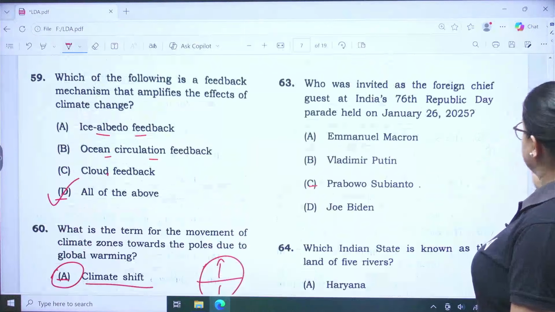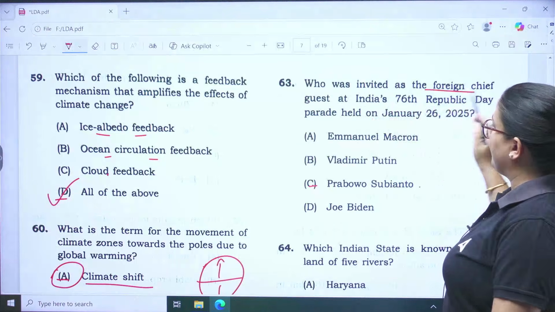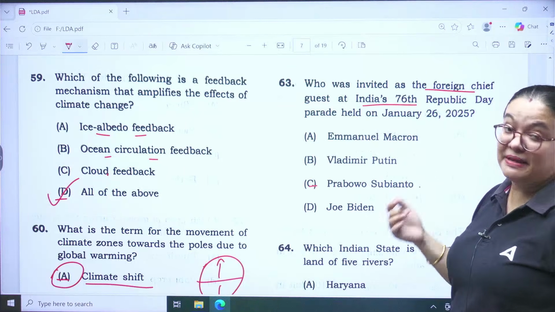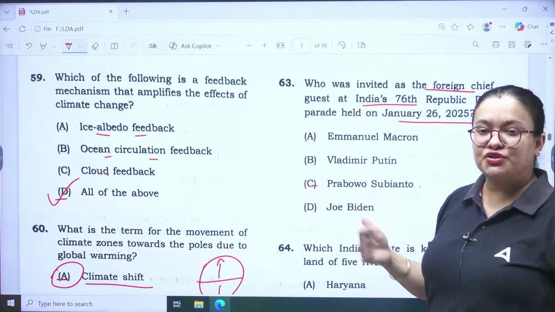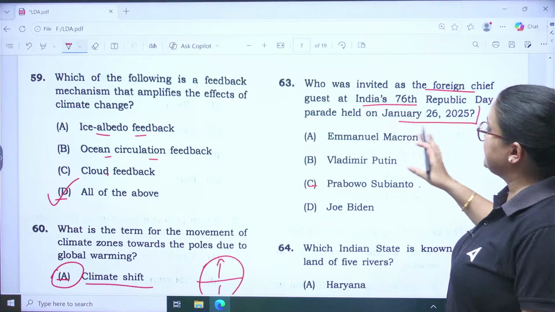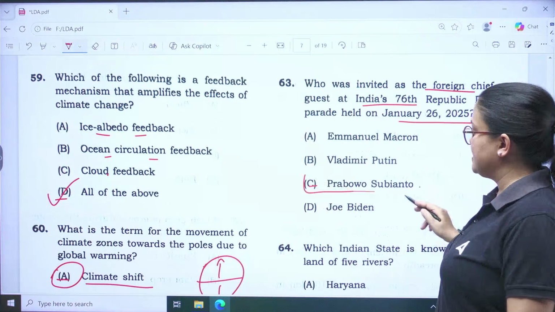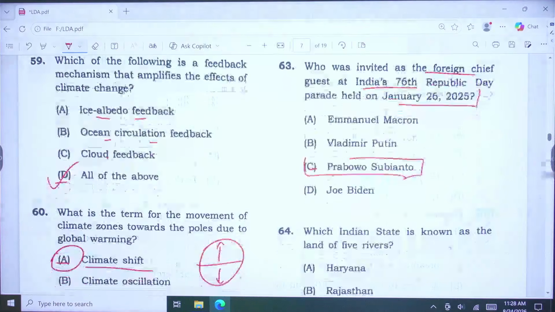Okay, so it was current affairs. Who was invited as the foreign chief guest at India's 76th Republic Day Parade held on January 26, 2025? This was a question from last year. Here it is asked about the chief guest. He was Prabowo Subianto.